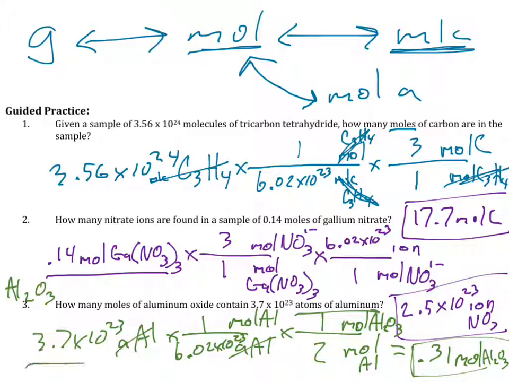So again, we have our atoms of aluminum, and we go from atoms of aluminum to moles of aluminum. And then once we know the moles of aluminum, we can go from moles of aluminum to moles of aluminum oxide, because we know that for every 1 mole of aluminum oxide, there's 2 moles of aluminum. And then we can just type in the calculator and get our answer.